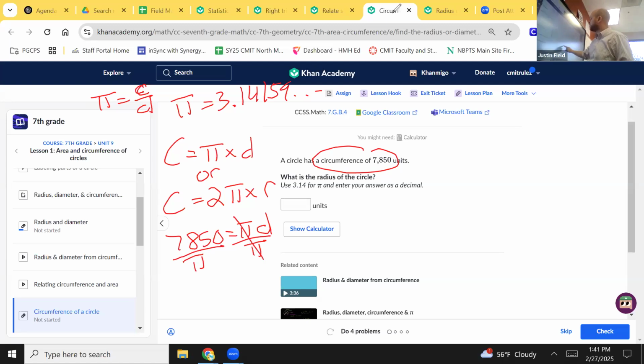And so we need to divide by it. It's just a number. It looks like a variable, but it's just a number. And it says use 3.14 for pi. So let's divide that by 3.14. And yes, some of you will be happier than others. You can use a calculator for this assignment.